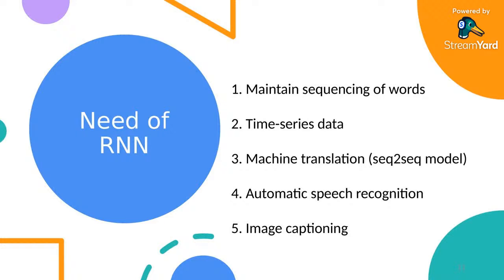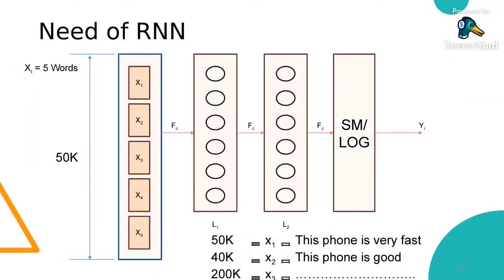When we say multi-layer perceptron, which requires a vector as the input, that is one-to-one. When we have a CNN, then we have an image as the input. But whenever we need to maintain the sequence of the words, let's say the sentence is "the phone is very fast." Now, this fastness is related to the phone, and "very" is related to the phone and fast. So in this, the sequencing is very much important.